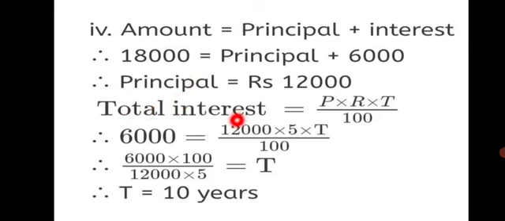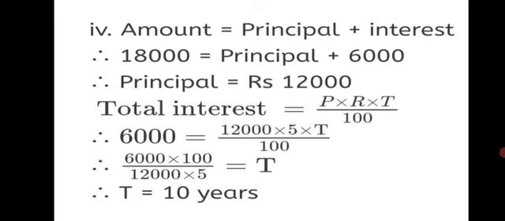Next, total interest is equal to P into R into T upon 100. 6,000 is equal to 12,000 into 5 into T upon 100. Shift all the quantities to the other side. So you get T is equal to 6,000 into 100 divided by 12,000 into 5. Reduce the number of zeros first and then calculate. You will get T is equal to 10 years.